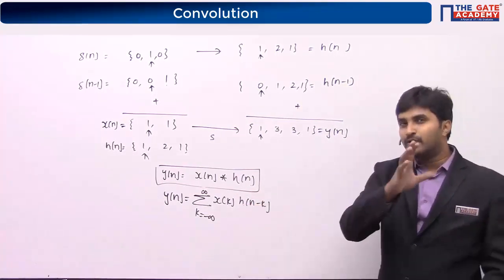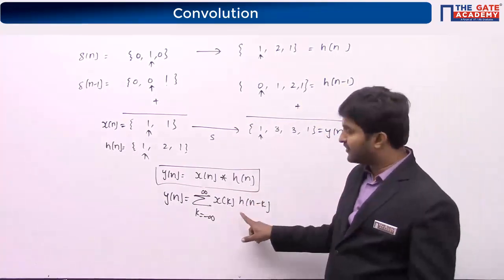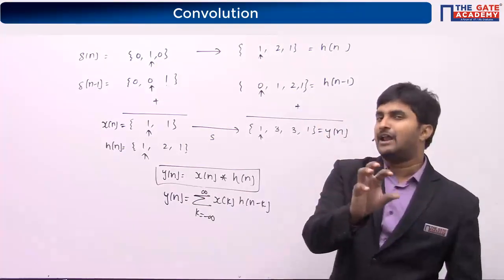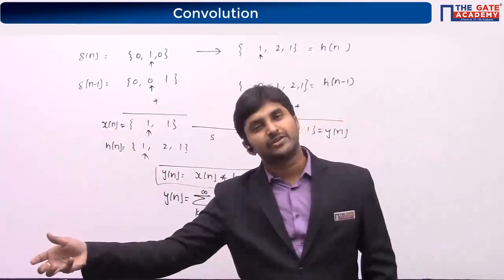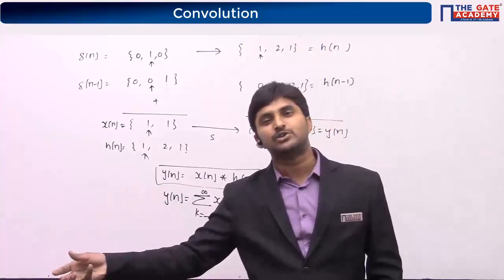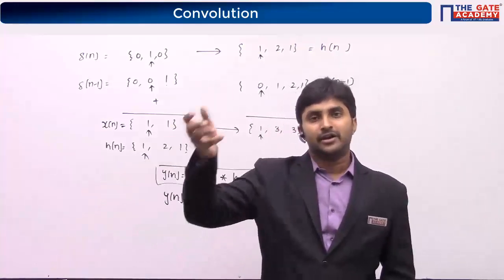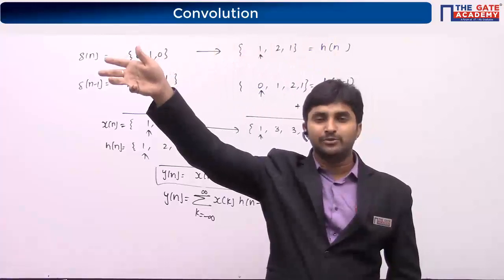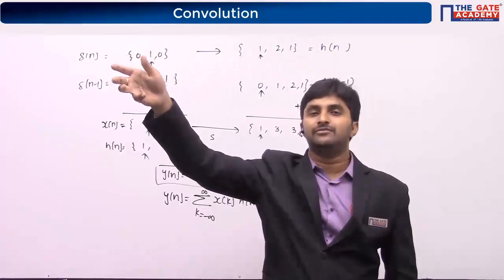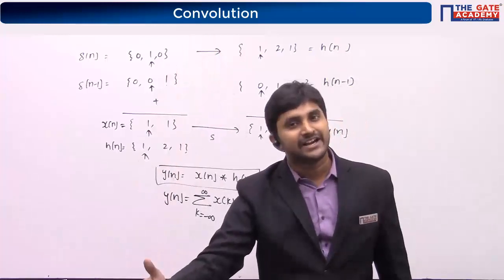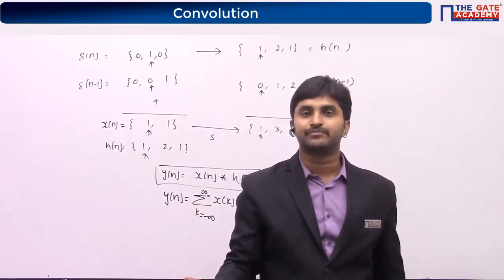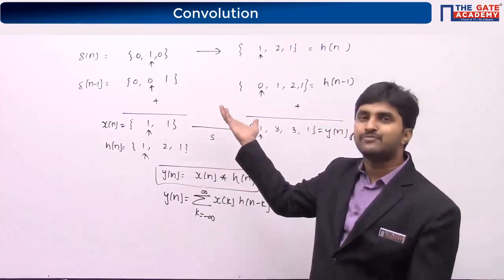When I explained it earlier, you said you understood that if I apply del of n, I get h of n. If I apply del of n minus 1, I get h of n minus 1, del of n minus 2 gives h of n minus 2, del of n plus 1 gives h of n plus 1. Then what have we done? We have added all of them here. Here also we have added. Why is it added? It is because of the additivity. Here also I have done the same thing, isn't it?